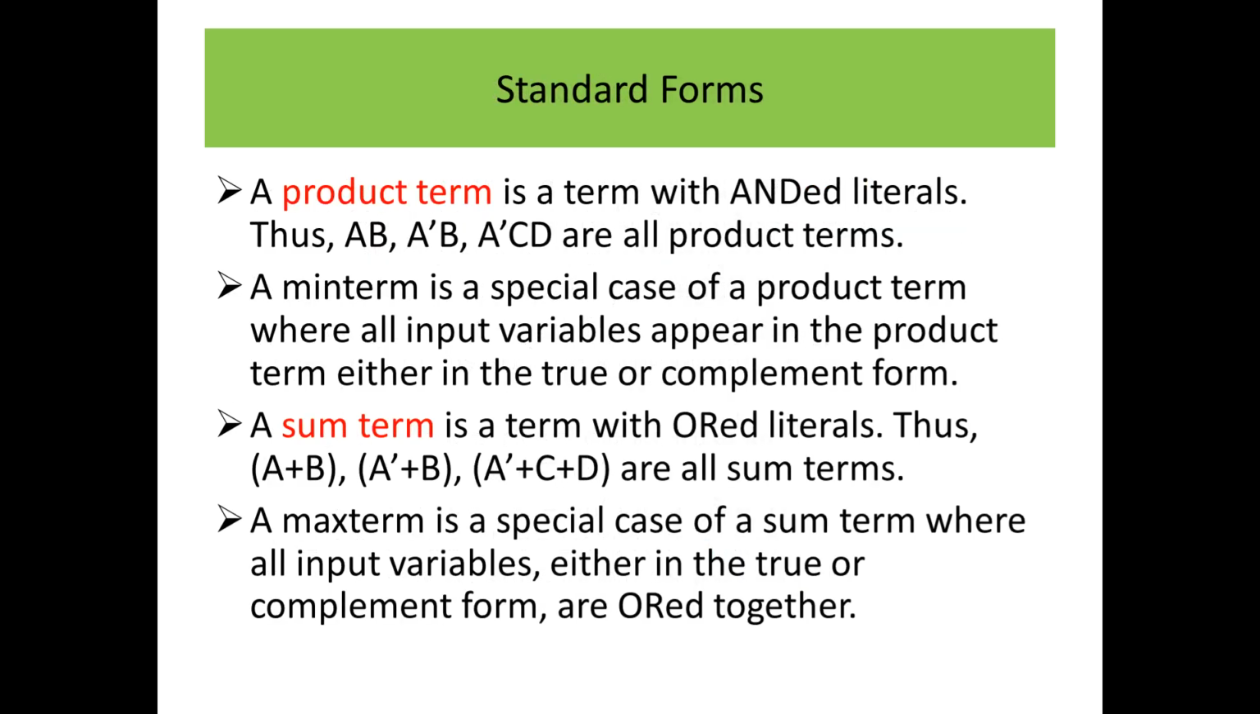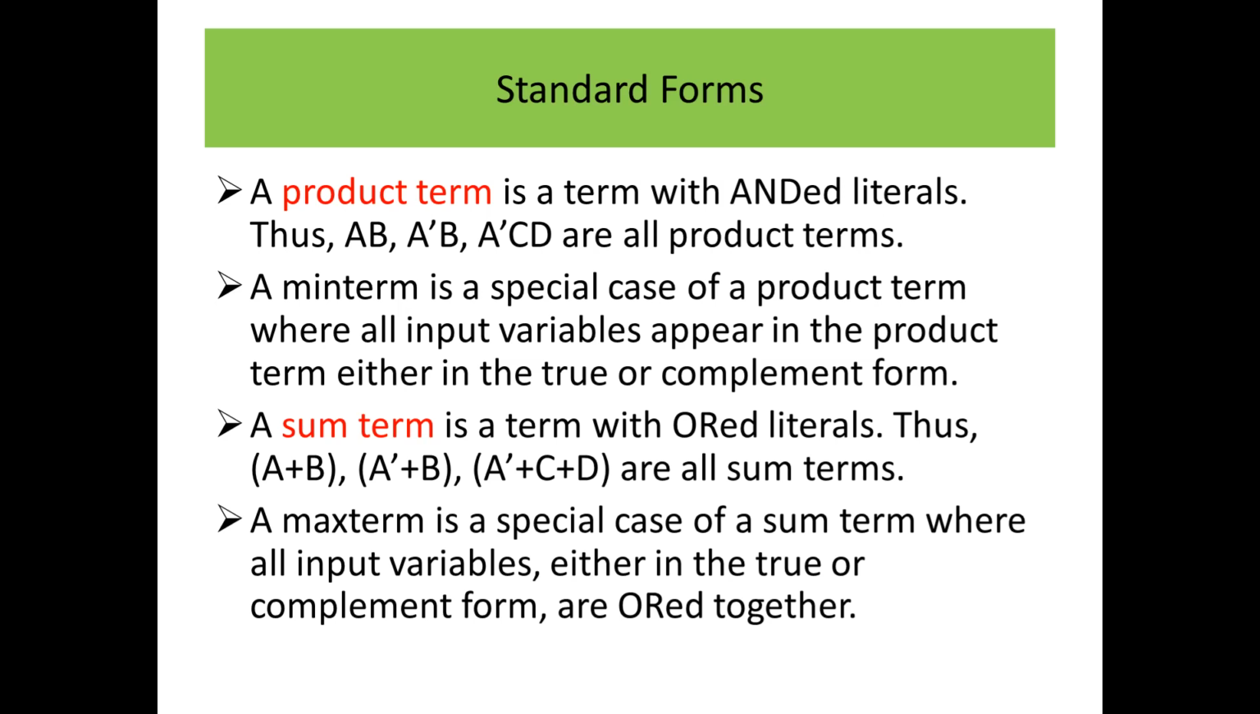Next, standard forms. A product term is a term with ANDed literals. Thus, AB, A bar B, A bar CD are all product terms. A minterm is a special case of the product term where all the input variables appear in the product term either in the true or complement form. True form, for example, if I consider x, x is a true form. Complement form, x bar is a complement form. A minterm is a product term in which all the variables appear either in the true form or complement form.